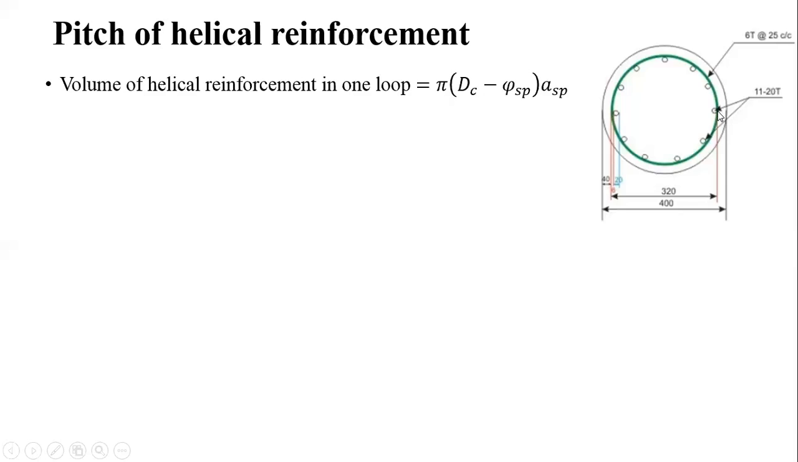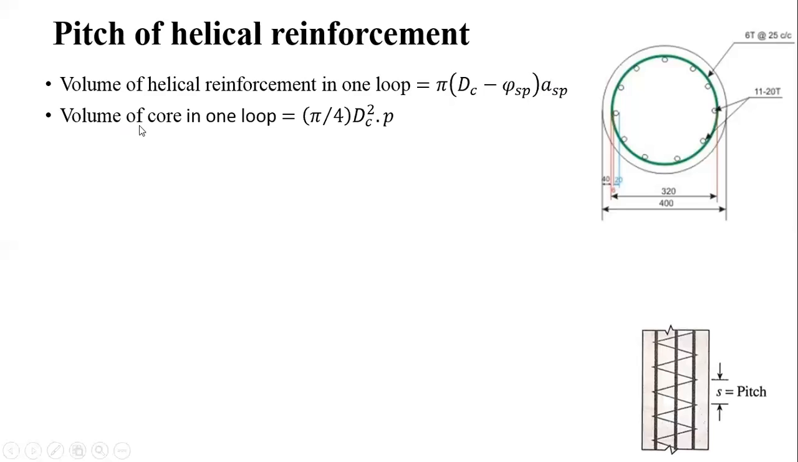Now we have to take the length from the center of this one to the center of this one. So I have to subtract the half diameter from here and the half diameter from here. That is one full diameter. So that is equal to pi times DC minus phi of spiral, that is the full diameter of the spiral reinforcement. That will give you the center line length of this spiral from here to here. So this length is known. When you multiply this length with the area of the spiral reinforcement, you get the volume of helical reinforcement in one loop.